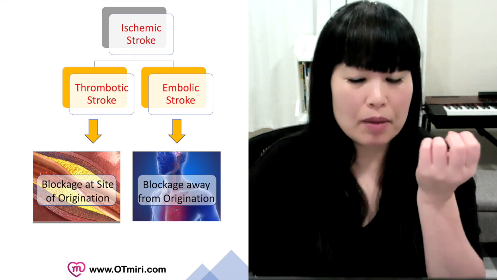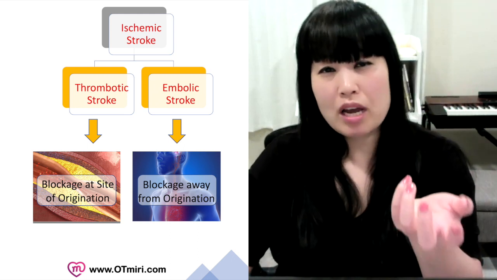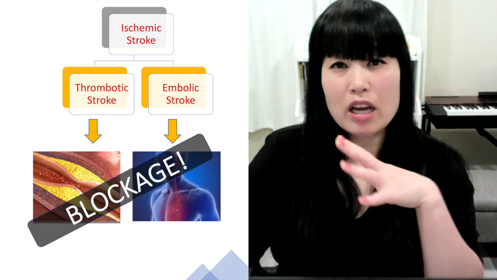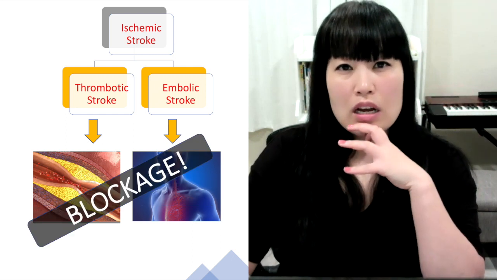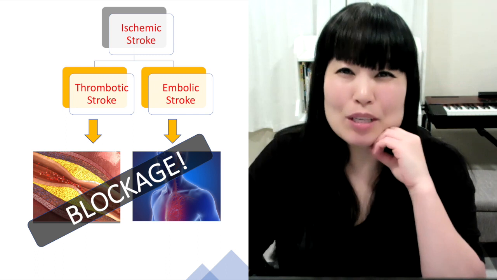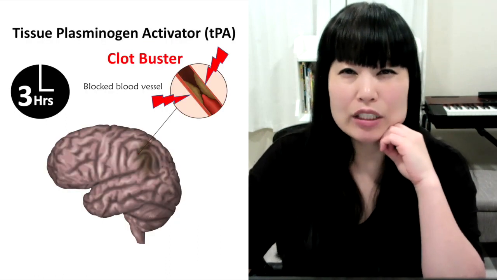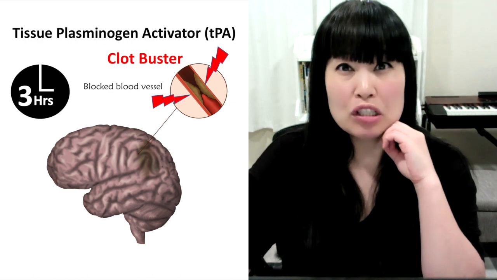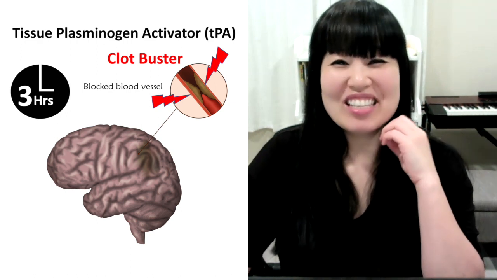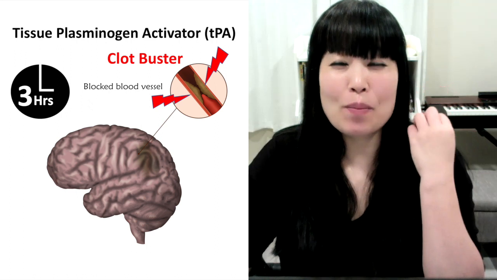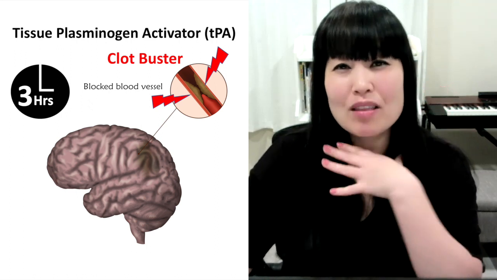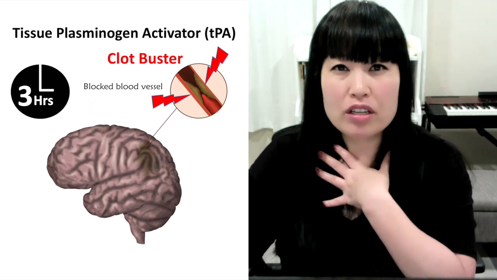Now, in both of these ischemic stroke types, there's an occlusion, like I said, right? Or blockage somewhere in the blood vessel. And that's why for ischemic stroke, you guys, thrombolytic agents like TPA, short for tissue plasminogen activator, are used as first line of treatment in the acute medical management. So it's not something that we do, but it's still important for us to know.